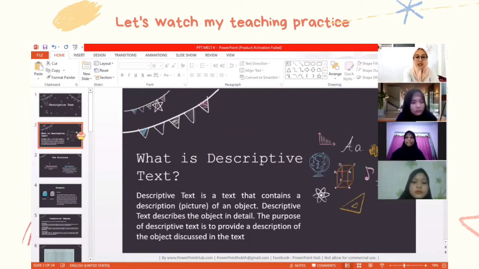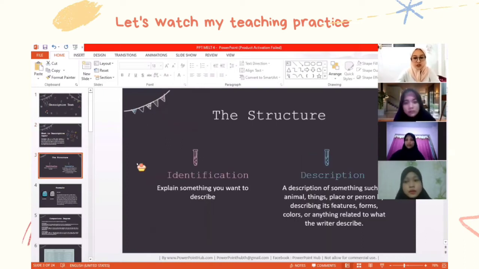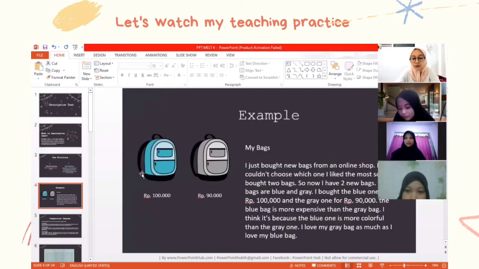In my teaching practice, first I explain to the students what material will be discussed. Here, the material is about descriptive text, and I tell them the definition of descriptive text, also the structure, like identification and description. Identification explains something you want to describe, and the second is description, a description of animals, things, places, or persons, describing its features or colors, or anything related to the character described. And we'll move to the example.